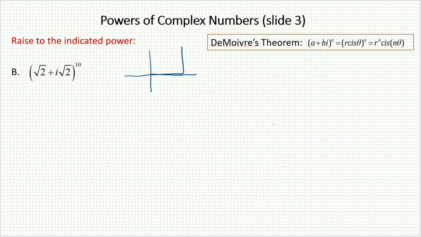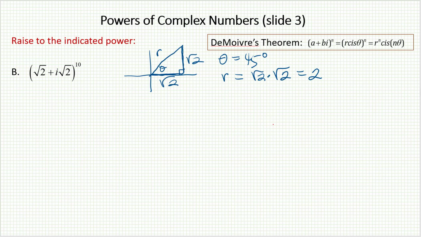I would be in the first quadrant. Root 2 would be the real part. Root 2 is also the imaginary part. I need to figure out the modulus r and the argument theta. Well, this is pretty simple. Do you see that I have an isosceles triangle, meaning the two legs are the same length? That means the theta, of course, is just 45 degrees. This is a 45, 45, 90 right triangle. The hypotenuse of a 45, 45, 90 is just square root of 2 times as much as one of the legs. We've used that result many times, and that comes out to just be 2. Of course, I could have also just used the Pythagorean theorem to figure out the modulus. So that means my trig form is 2 cis 45 degrees.